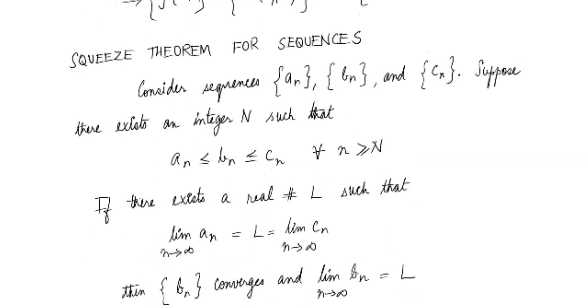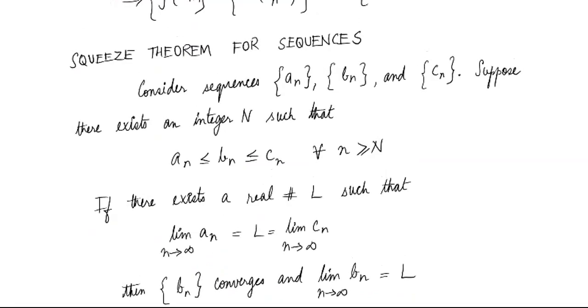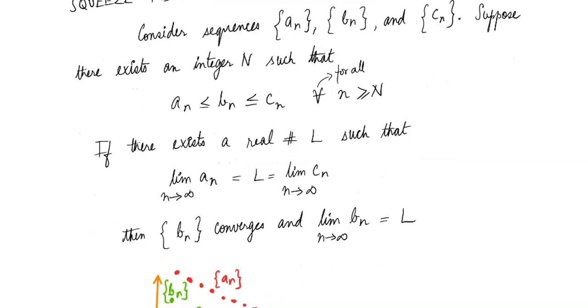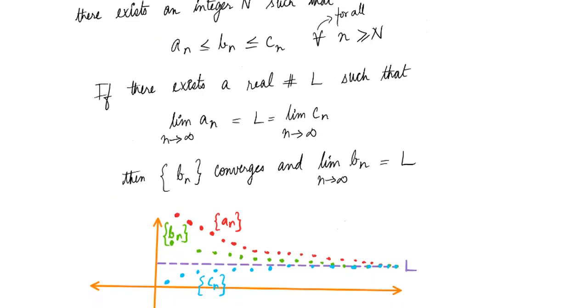Okay, let's read this. Squeeze theorem for sequences. Consider sequences AN, BN, and CN. Suppose there exists an integer capital N such that AN is less than or equal to BN is less than or equal to CN. Okay? So they are arranged in that order. And this symbol means for all n greater than or equal to capital N. If there exists a real number L such that the limit of AN as well as the limit of CN, they both point to that L, right?